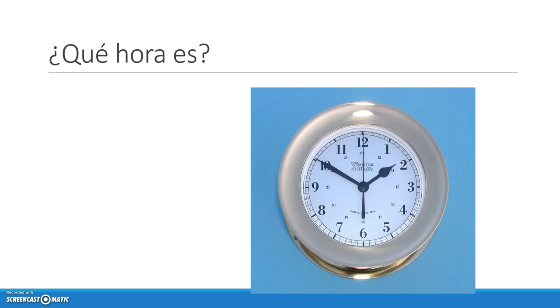¿Qué hora es? There are two ways to say this one. You can say es la 1 y 50, or you can say son las 2 menos 10. It's almost 2 o'clock, but we have minus 10 minutes to go. So I would say son las 2 menos 10.